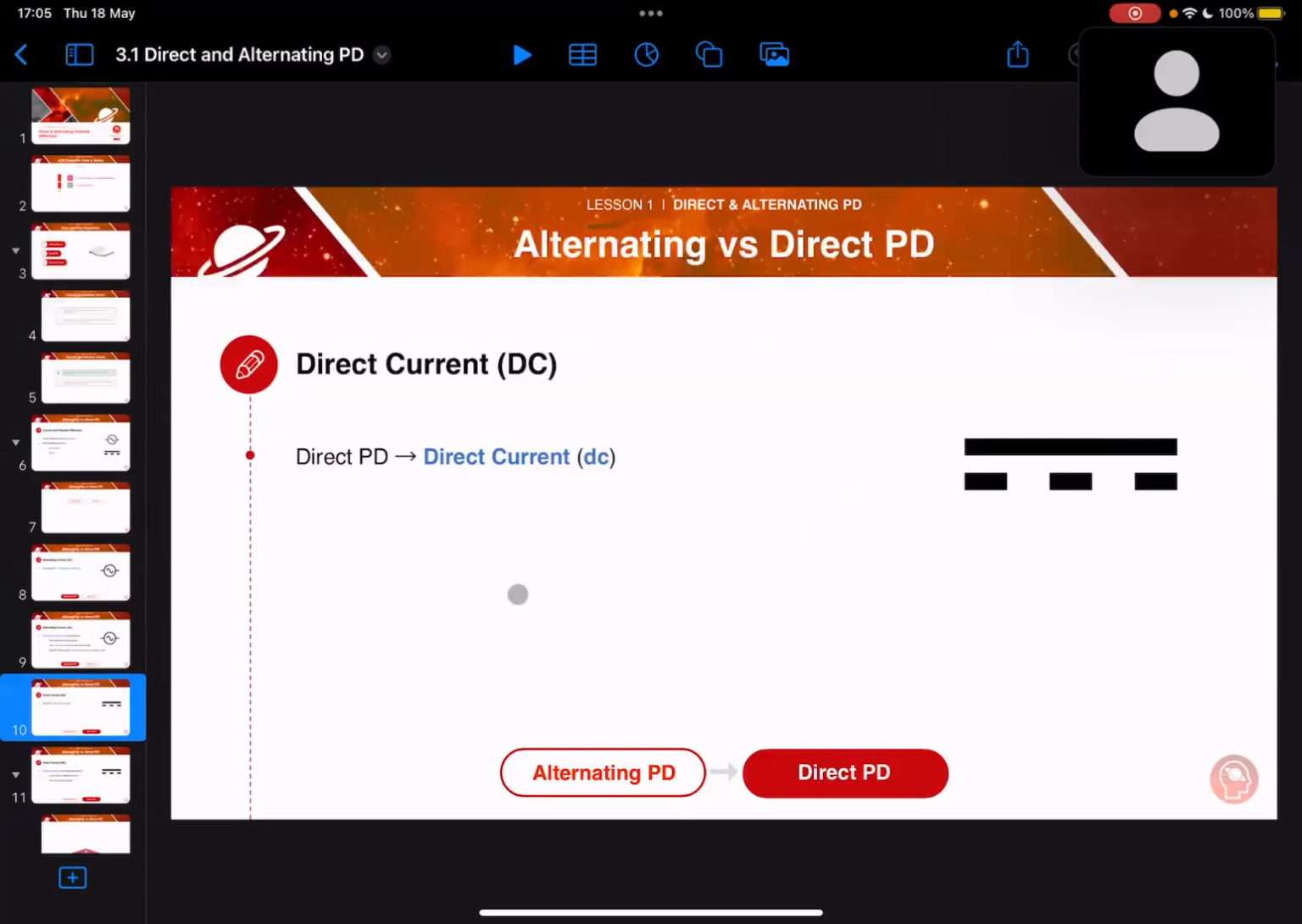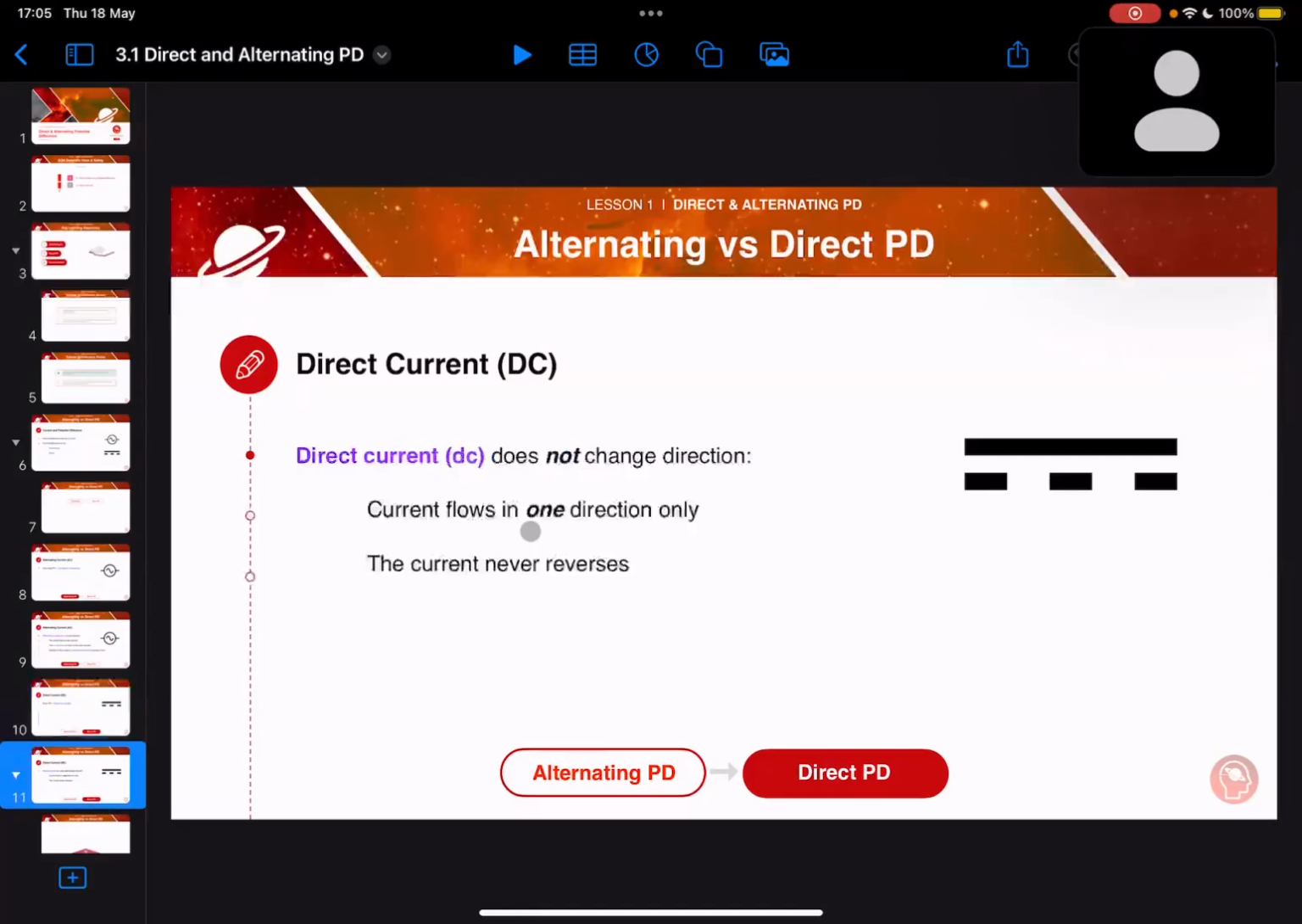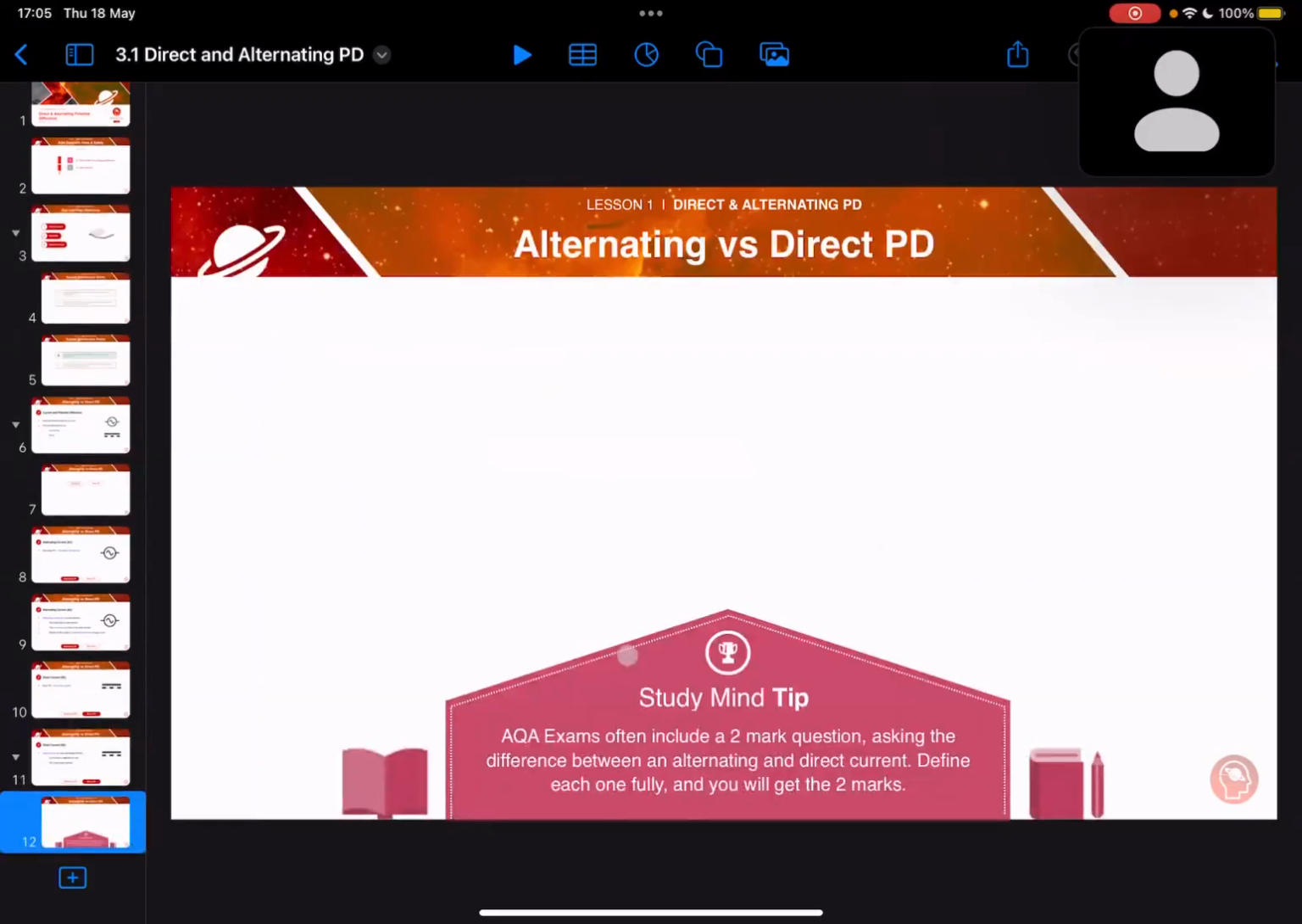Direct current or direct potential difference is, well, the opposite of alternating current and alternating potential difference. And it does not change direction. So it just flows in one direction only, and it never goes back on itself. So in AQA exams, there's often a 2-mark question that can ask you the difference between an alternating and direct current. So if you just define each one of them, that is full 2 marks.